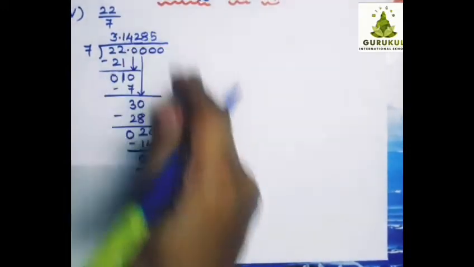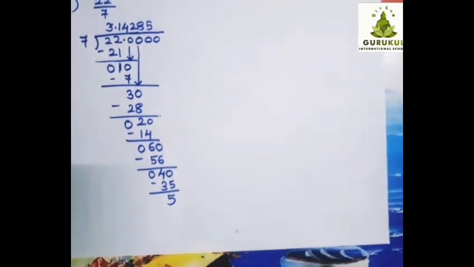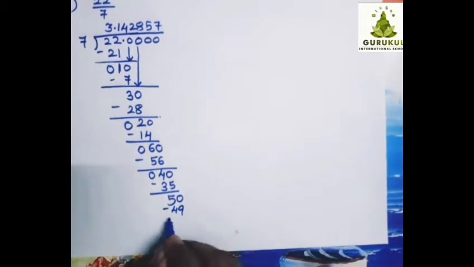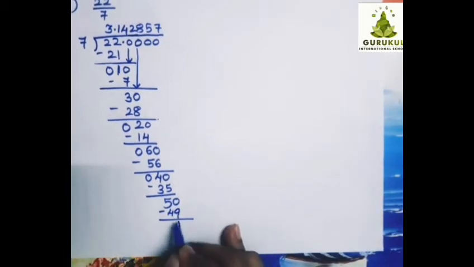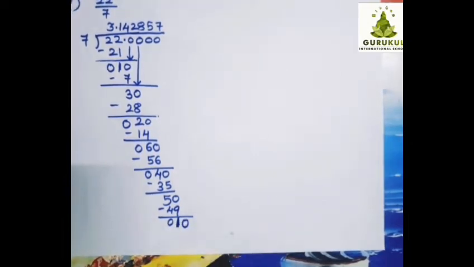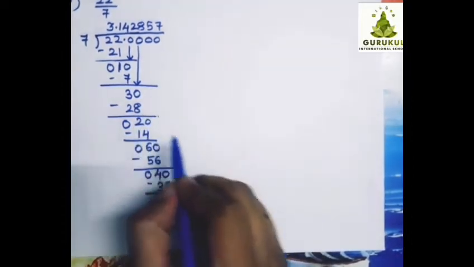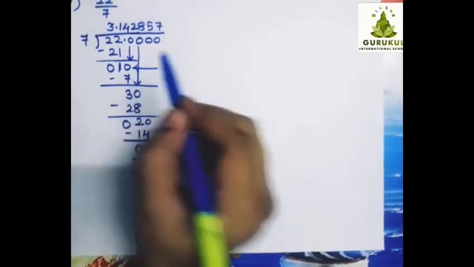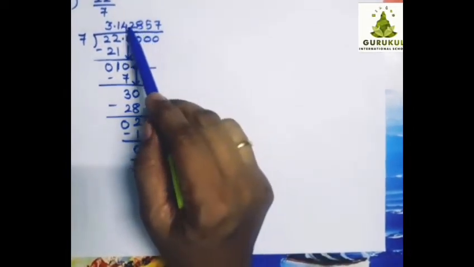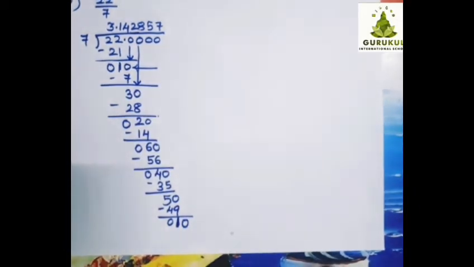Now you can see how lengthy this method is for this sum. Again take 0. 7 7s are 49. 50 minus 49, what comes? 1. And here it comes 0. Now you can observe, what is the remainder over here? 10. This 10, if you see this step over here, this one. If 10 comes, these steps will be repeated, meaning this number 142857 will be repeated. Again the same chain will be continued.